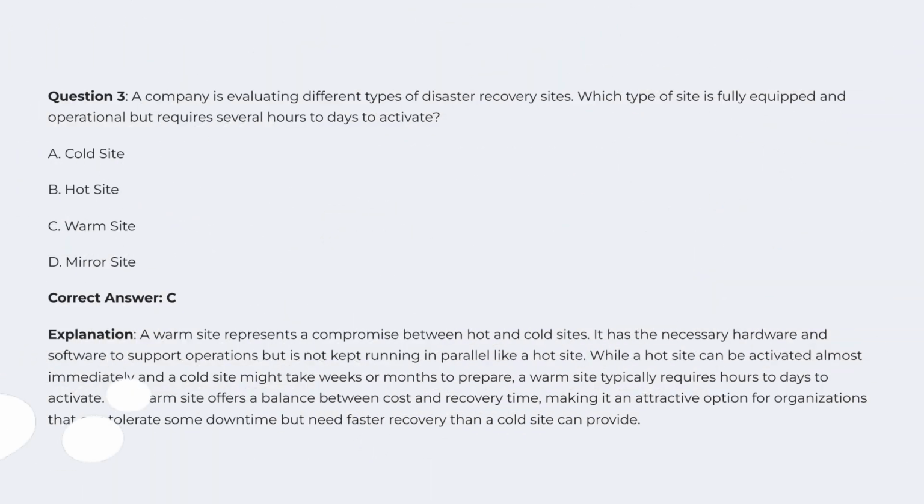Correct answer, C. Explanation. A warm site represents a compromise between hot and cold sites. It has the necessary hardware and software to support operations, but is not kept running in parallel like a hot site. While a hot site can be activated almost immediately, and a cold site might take weeks or months to prepare, a warm site typically requires hours to days to activate.